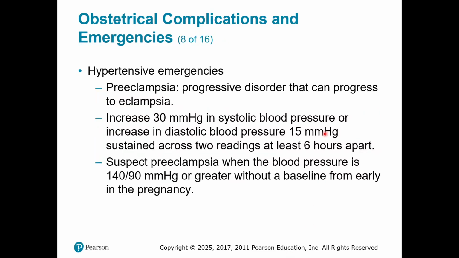Hypertensive emergencies. Preeclampsia is a progressive disorder that can progress to eclampsia: an increase of 30 millimeters of mercury in systolic blood pressure, or an increase in diastolic blood pressure of 15 millimeters of mercury, sustained across two readings at least 6 hours apart. That would be your definition of preeclampsia. Suspect preeclampsia when the blood pressure is 140/90 or higher without a baseline from earlier in the pregnancy.